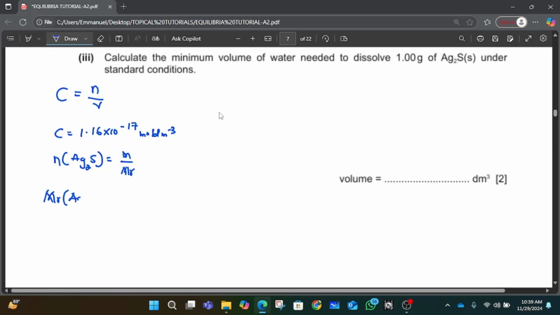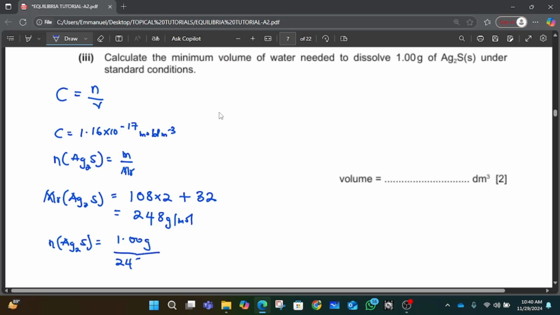So the molar mass of Ag2S is equal to the atomic mass of Ag, which is 108, times 2, plus the atomic mass of sulfur, which is 32. And this gives us 248 grams per mole. So the amount of Ag2S is 1.00 grams divided by the molar mass, 248 grams per mole. And this gives us 4.03 times 10 power minus 3 mole.